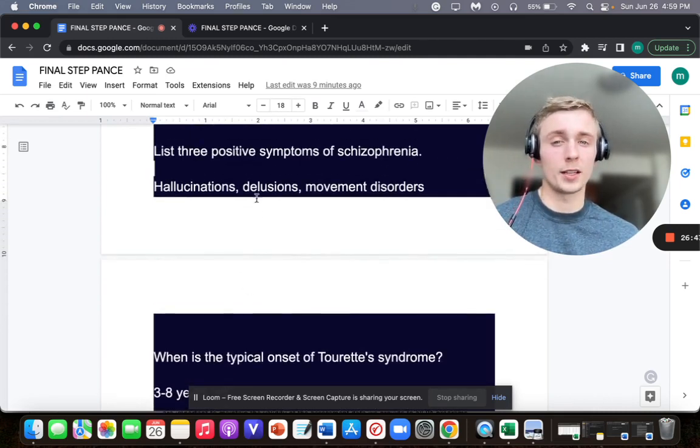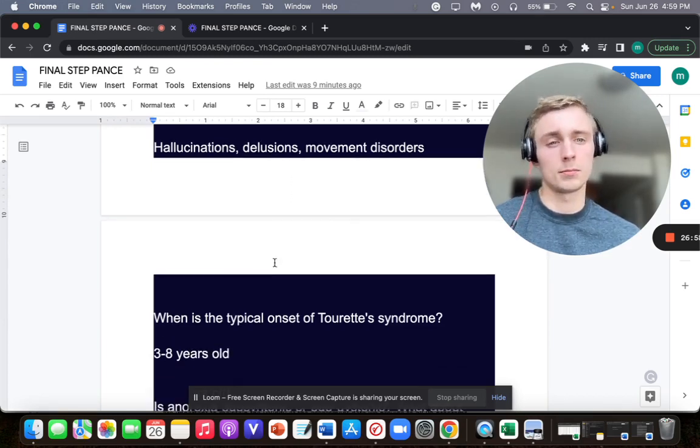So for schizophrenia, positive symptoms are a better prognosis. I remember that because you can always dull down the positive symptoms, but if they're having negative symptoms, it's kind of hard to bring them back up to normal.